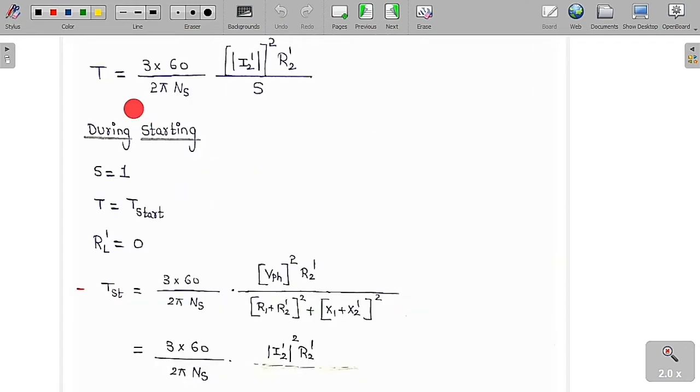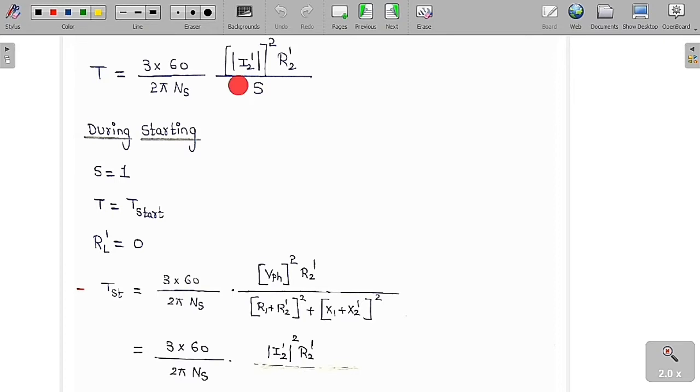Now some important points here. What is the torque expression? I have already told you, gross torque or mechanical power developed is equal to 3 into 60 by 2 pi Ns into the rotor input. The rotor input is called the rotor copper loss by S. If you want the rotor copper loss, it's very simple, which is I2 dash magnitude whole square into R2 dash by S. Listen carefully, one point I have missed here. So what is the value of torque?